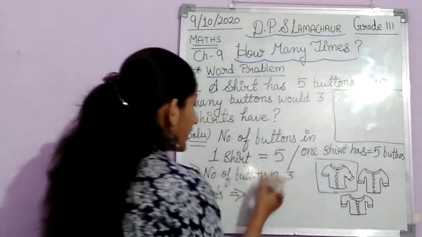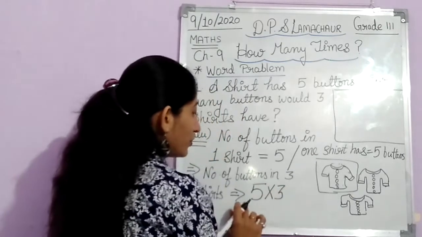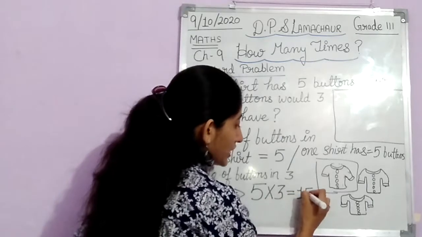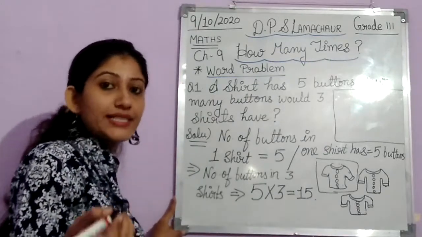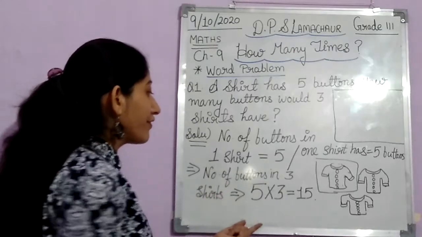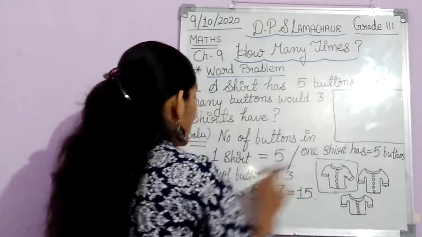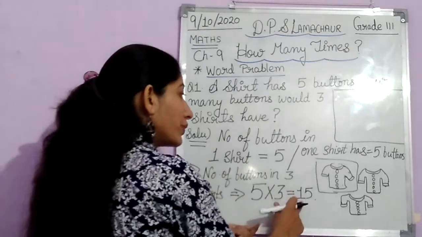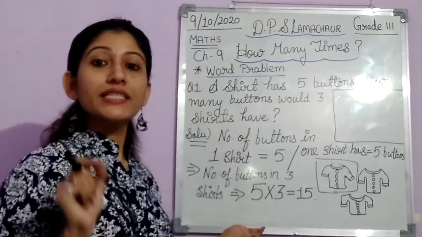We have to do simply 5 into 3. What did we have to do? We have to do 5 into 3, and 5 into 3 is 15. What answer are we getting? We are getting a simple answer, 15. Now number of buttons in 3 shirts, आप इसे ऐसे भी लिख सकते हैं 5 into 3 is 15, or you can write 3 shirts have. इसको आप यहाँ पे 3 shirts have भी लिख सकते हैं. Then 5 into 3 is equal to 15. Okay. तो बेटा हमने यहाँ पर से क्या सीखा?